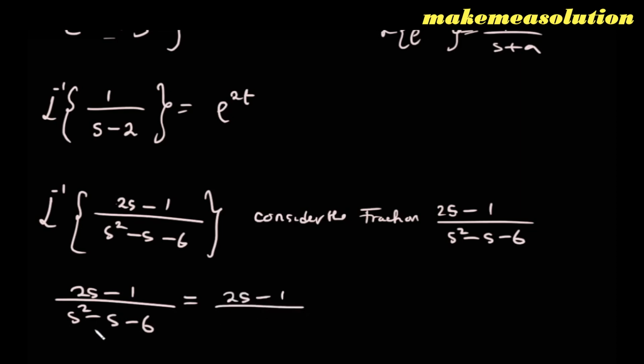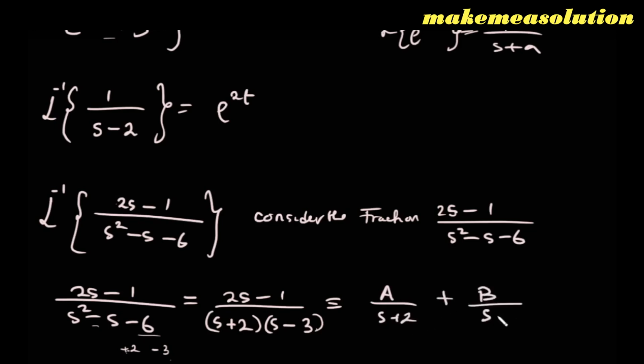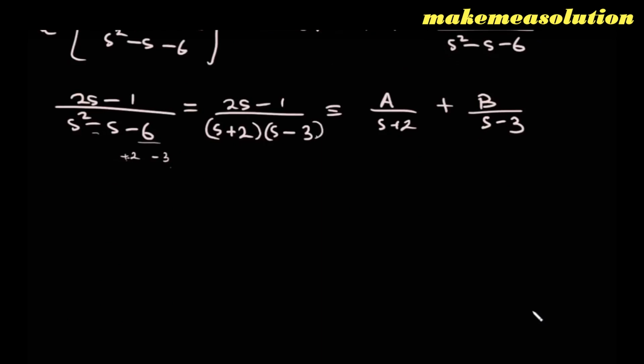It's still the same thing as saying 2s minus 1 all over, first of all, if we factorize this, s and s, two numbers that multiply to give me minus 6 and that add to give me minus 1. That is definitely a plus 2 and a minus 3. Plus 2 times minus 3 gives you minus 6, then plus 2 minus 3 is minus 1. So I have an s plus 2 and s minus 3 over here. So this becomes, according to the laws of partial fractions, A all over s plus 2, then plus B all over s minus 3.